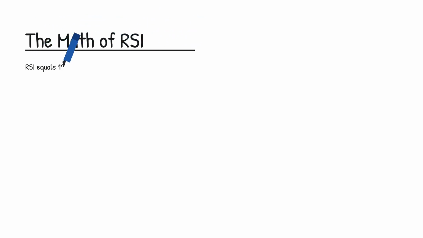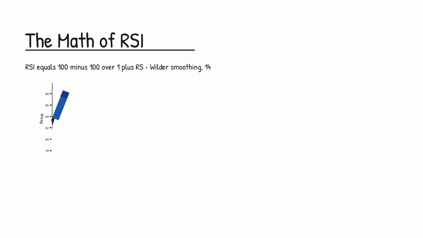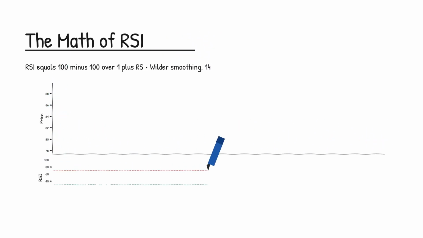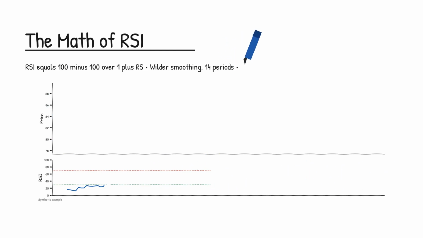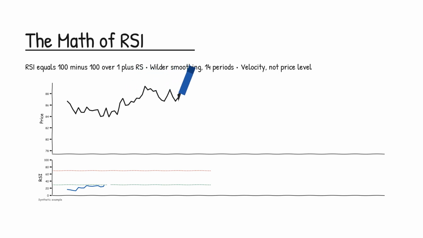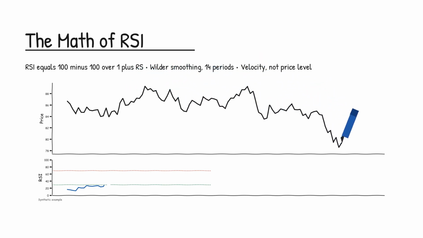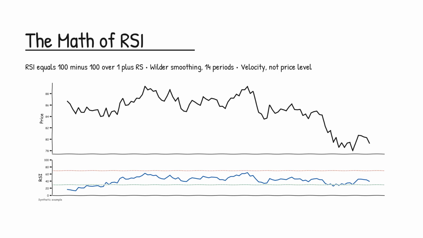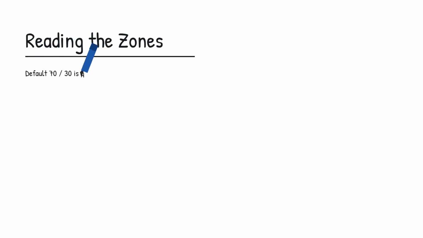RSI is relative strength, smoothed. Take the average gain and average loss over your lookback, typically 14 periods, using Wilder's smoothing. Compute relative strength as average gain divided by average loss, then map it to a bounded oscillator, 100 minus 100 over 1 plus RS. The output sits between 0 and 100. Because it is a ratio of recent gains to losses, RSI measures the velocity of price changes, not their magnitude in dollars. 70 and 30 are conventions, not laws.